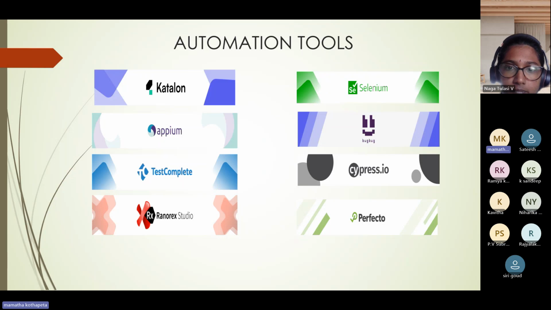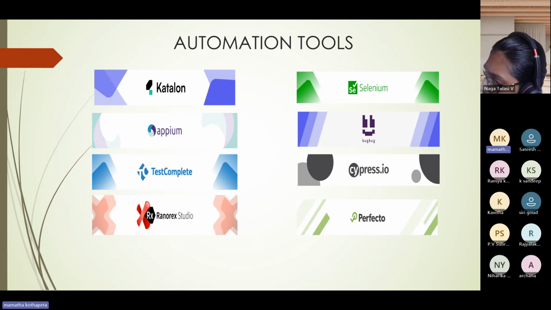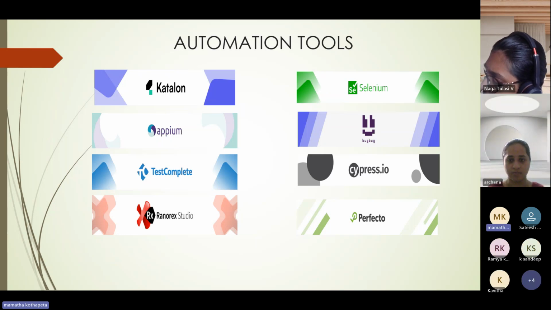Now, these are the different types of automation tools available in the market. This will be an interview question. People will ask what the different kinds of automation tools available in the market are. Obviously, you should not have knowledge of every automation tool in the market, but yes, you should know the names: Katalon, Appium, TestComplete, Ranorex, Selenium, Cypress, and Perfecto. Please make a note of this. This will help you answer in the interview if someone asks what kinds of automation tools are in the market.